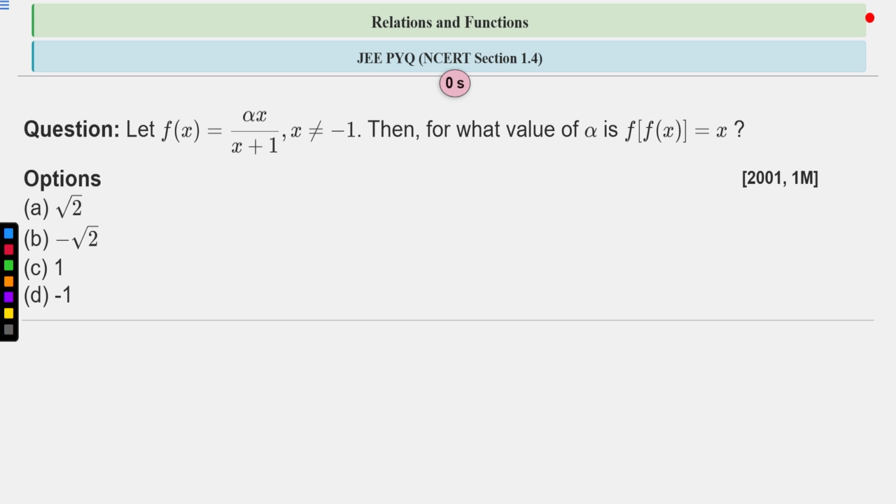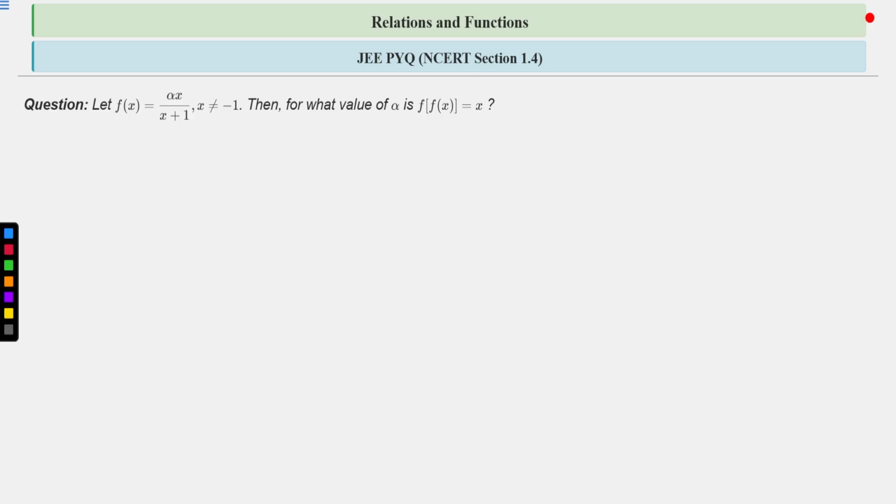Okay, let us move to the solution part. The question was, let f(x) is equal to alpha x upon x plus 1, when x is not equal to minus 1. Then for what value of alpha is f of f(x) equal to x? So the correct answer will be option D, which is -1.